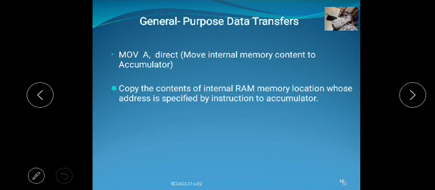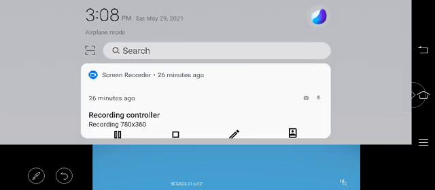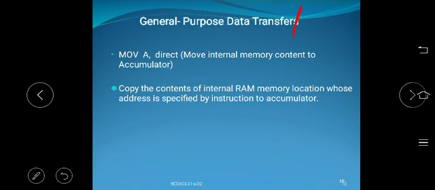MOV A, direct: move the internal memory content to the accumulator. MOV A, direct moves the internal memory content to the accumulator.